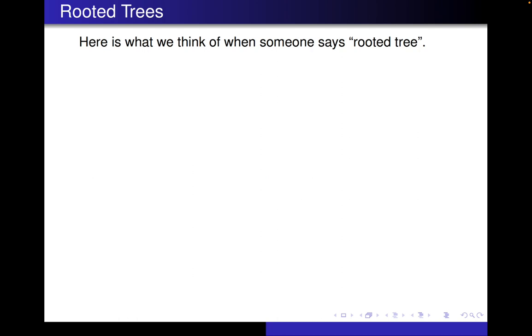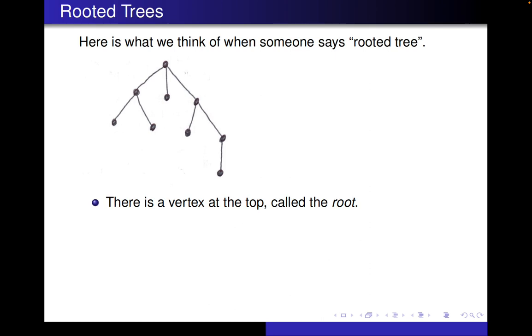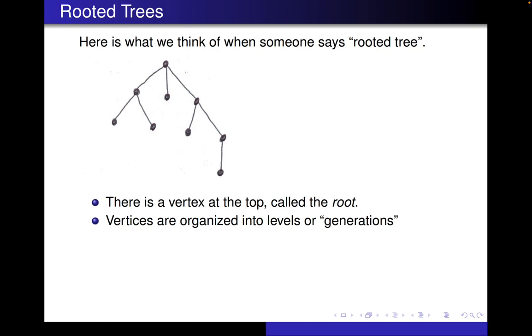So here is the visual of what we think of when someone says rooted tree, something that looks like this. So you can see that it's a tree. It doesn't have any cycles, of course. But it's sort of organized in a way that the vertex at the top, which we call the root, and then the vertices are kind of organized into levels. So we have that vertex at the top, we have 3 vertices in the next level down. Below that, the next level down from that, we have 4 vertices, and then in the next level down, we have 1 vertex at the bottom.